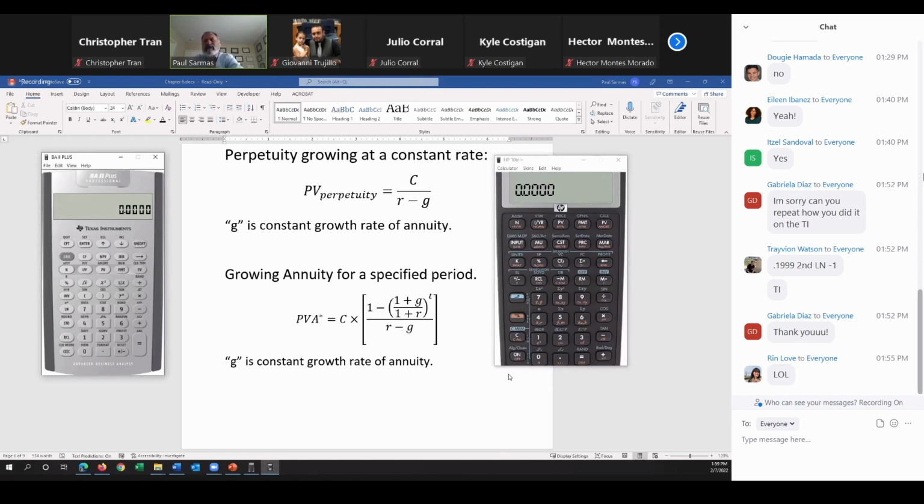Let's say the bond pays $100 a year for 99 years, and the interest rate is 10%. I say treat it as perpetuity, which means you take $100 a year and divide it by the rate, 10%. That's equal to $1,000. That's your present value. That's on my HP.